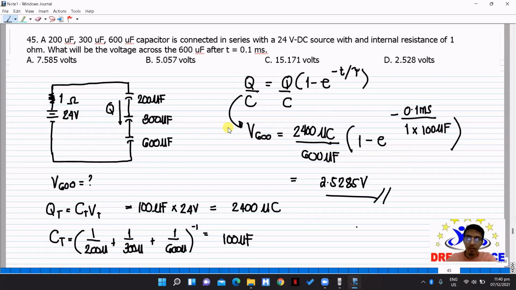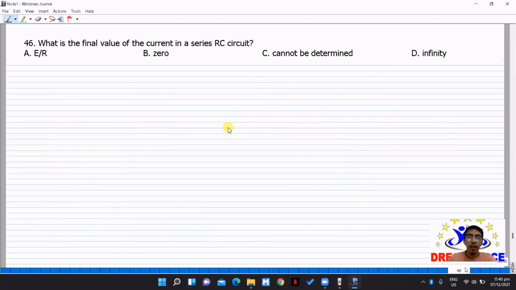Next number 46. Objective na naman to. What is the final value of the current in a series RC circuit? Ayan, final value ng RC. Again, at t equals infinity, it is open. So, 0.